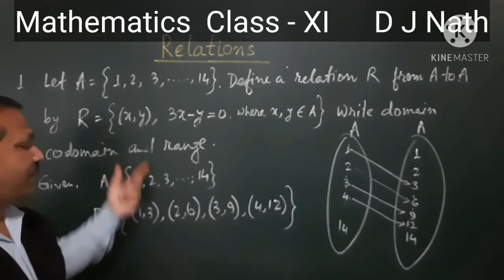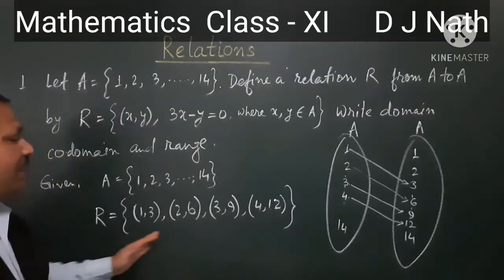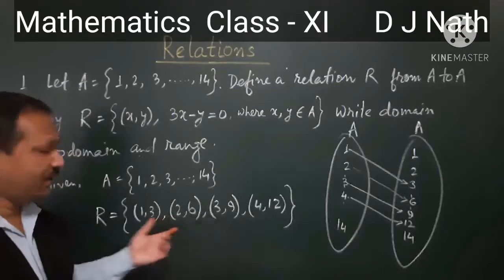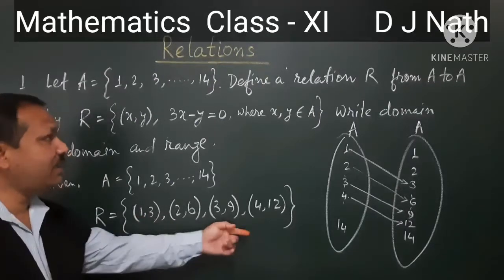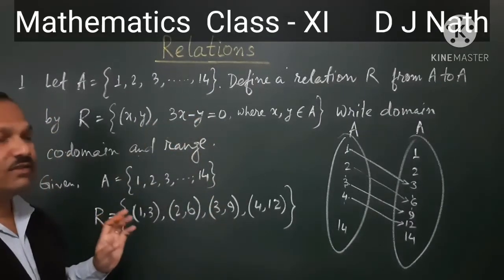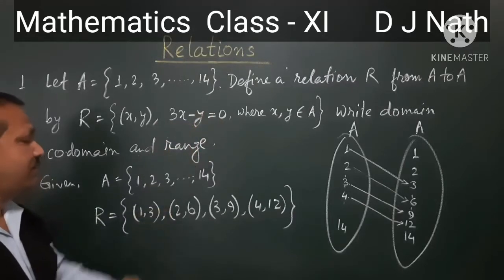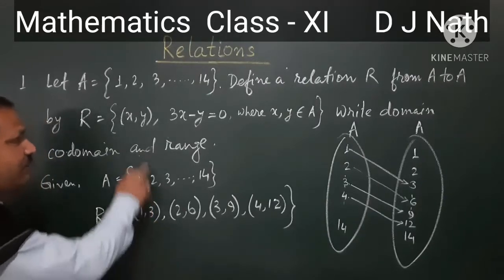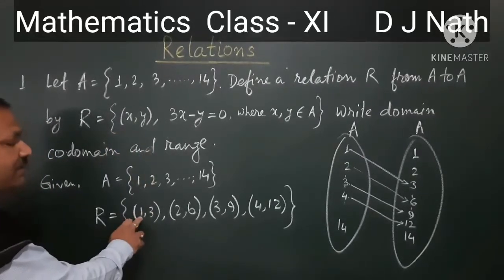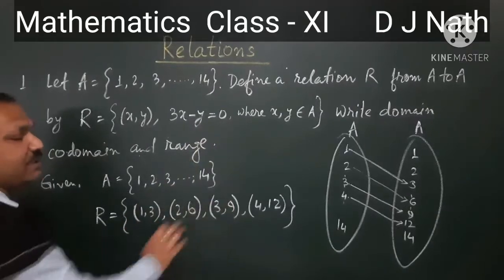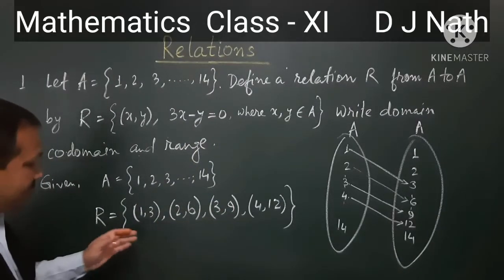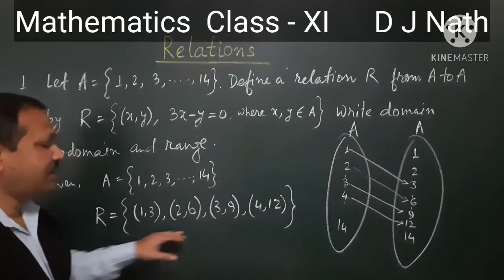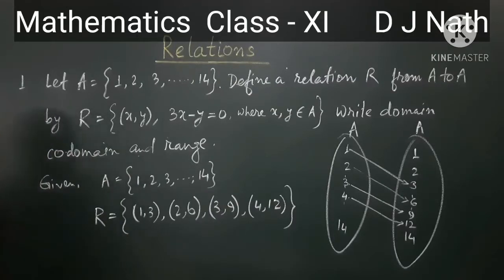So this xy you can write in that form. Is it clear to all? Why has this occurred? For this condition, because 3x minus y must be equal to 0. This is x, this is y. So 3 into x minus y will be 0 in every case. So these are the elements, the ordered pairs, of this relation.